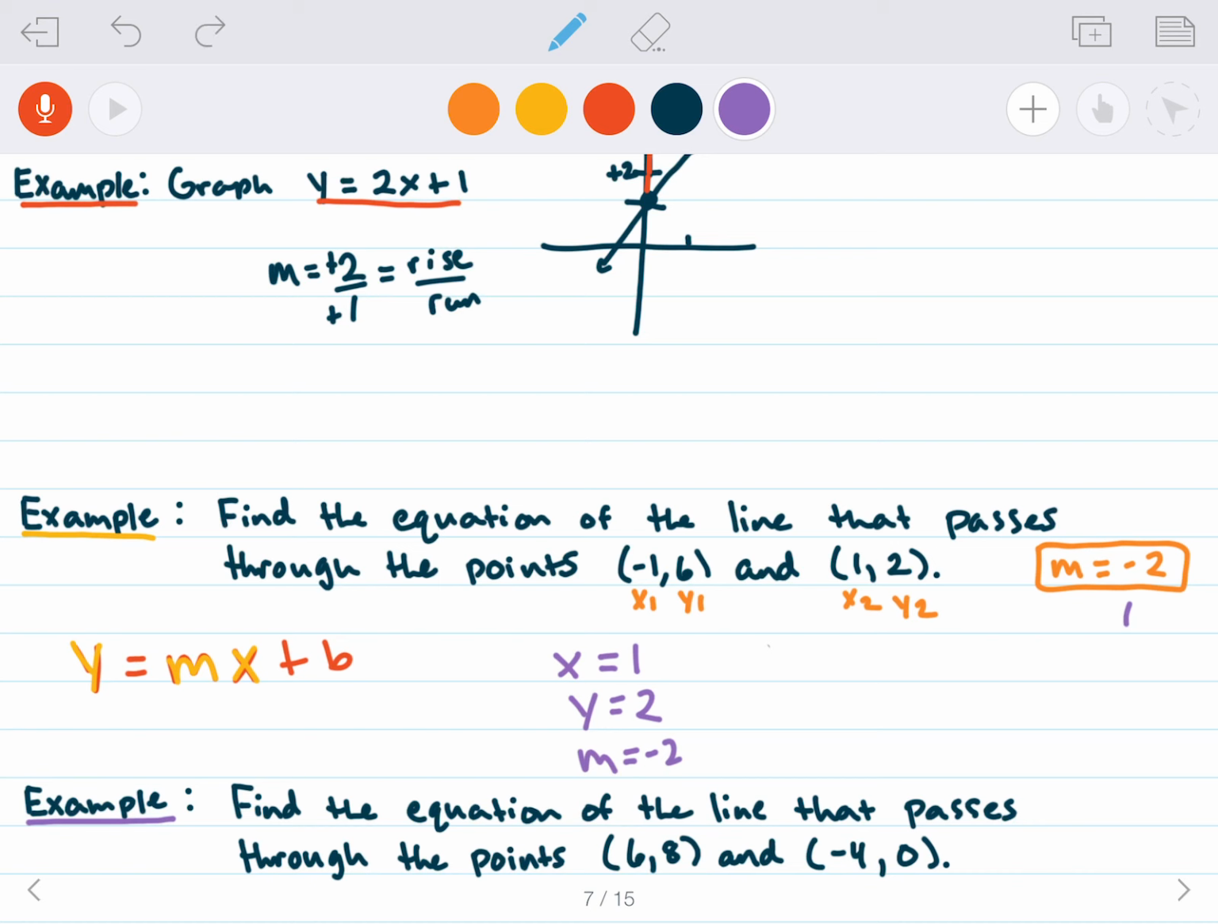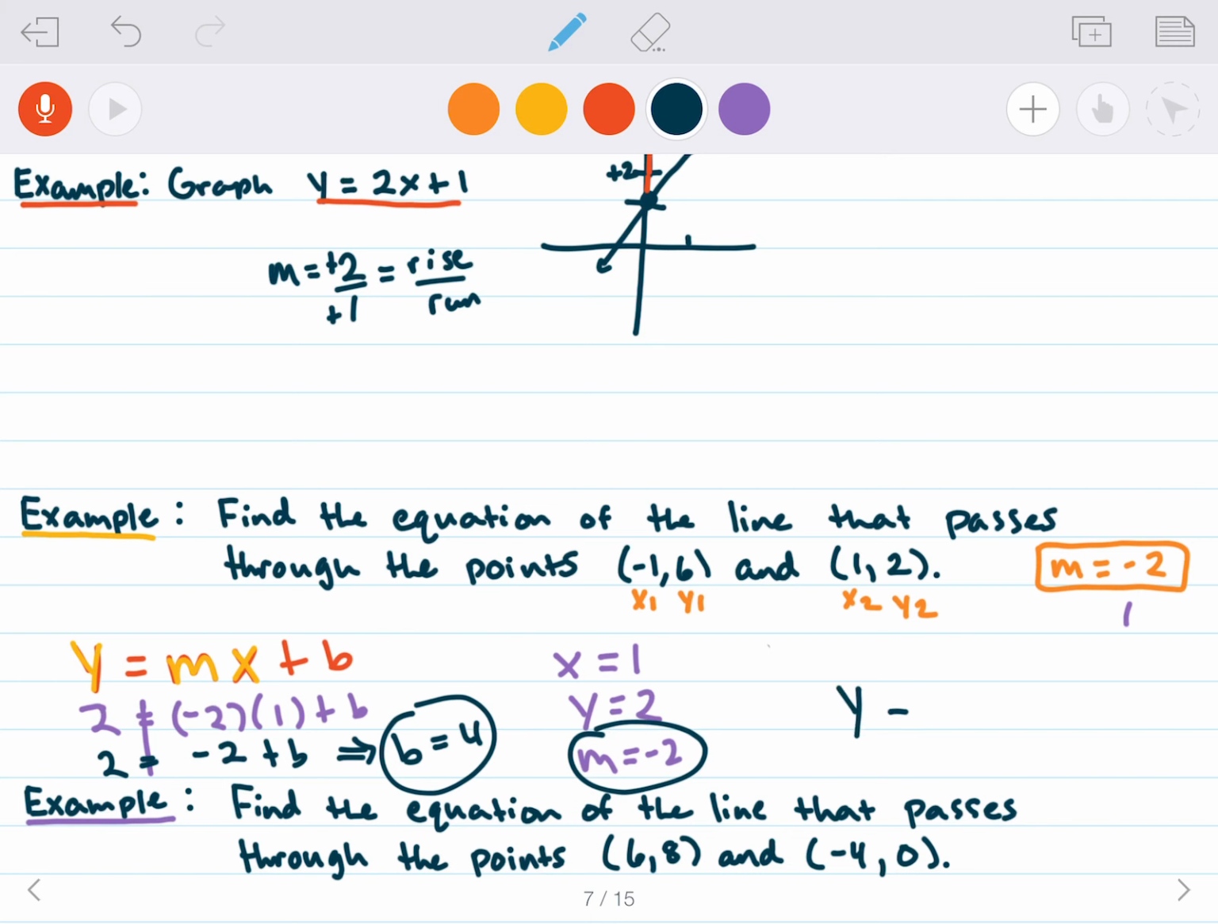And so all we have to do is plug in these three things into our basic equation, giving us 2 equals negative 2 times 1 plus b. And we're just going to solve for b. On the right side, if I multiply out negative 2 and 1, I get negative 2. So I get 2 equals negative 2 plus b. And then to undo subtraction of 2, I can add 2 to both sides to give me b equals 4. So now I have all the pieces to the puzzle, and my equation is y equals negative 2x plus 4. I just plugged in my m and my newfound b.